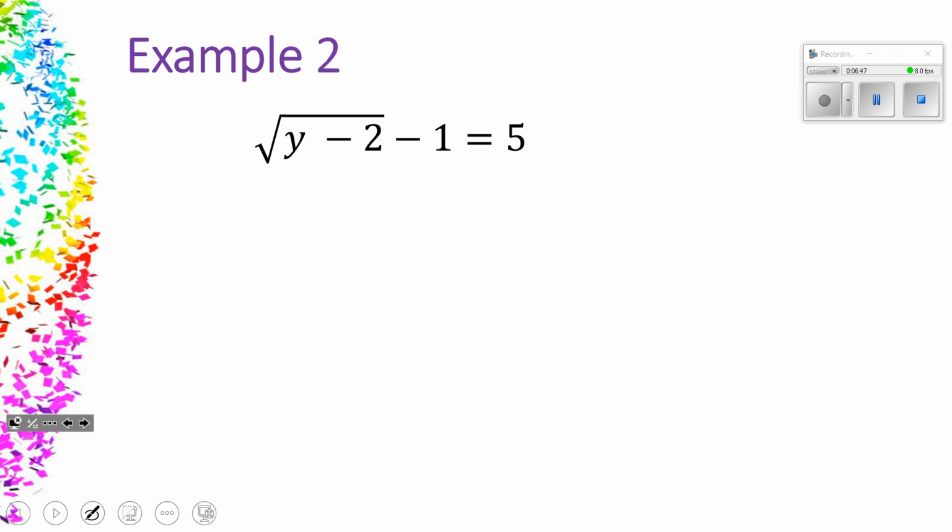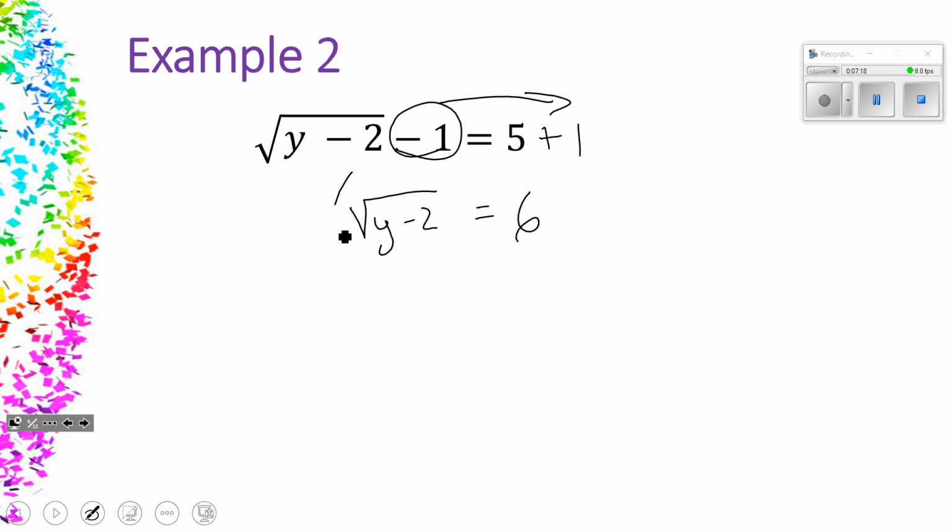All right, so step 1, we are going to isolate the radical. What do I need to move? The -1. So we're going to move this over and we're going to add 1. And I'm going to get the square root of y minus 2 is equal to 6. Everybody good? So how do I get rid of a square root? I need to raise it to the second power, because the opposite of taking a square root is squaring it, raising it to the second power.